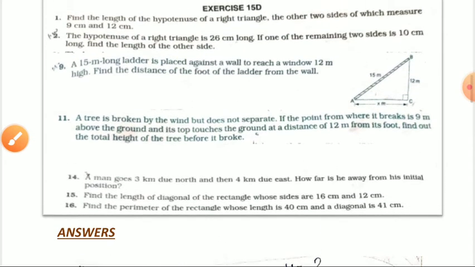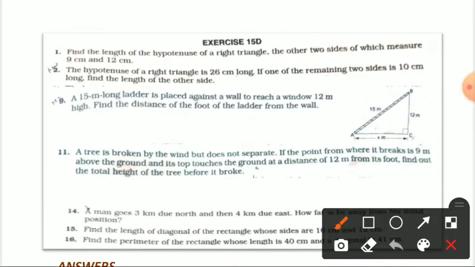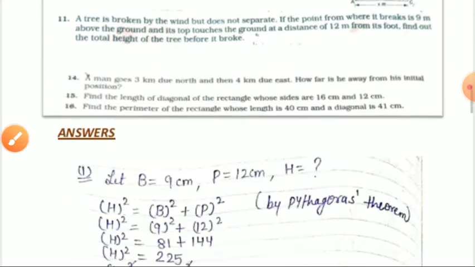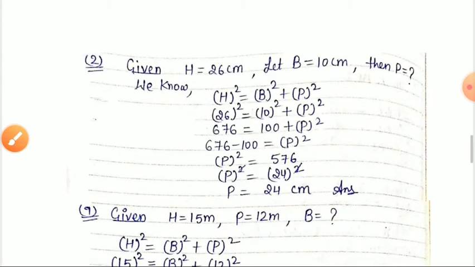In the same way there is another question. The hypotenuse of a right triangle is given. This time the hypotenuse is given, 26 centimeter. One of the remaining sides is 10 and you need to find the other side. So let us consider that base or perpendicular is given, and one of them you need to find. Sharing the solution with you.